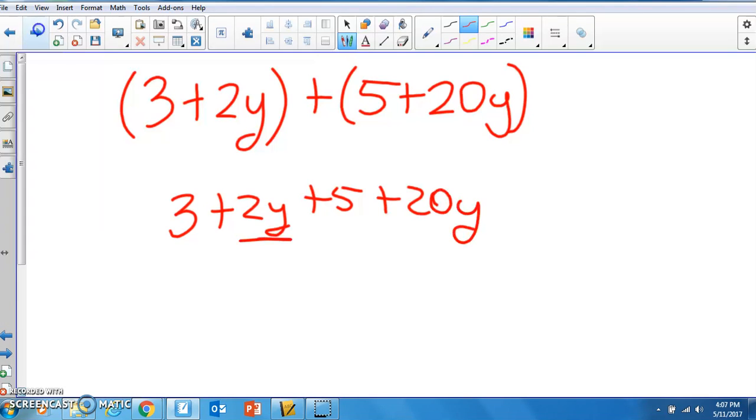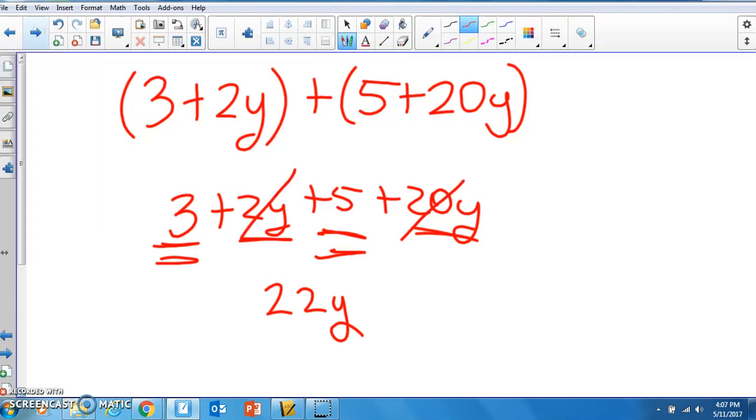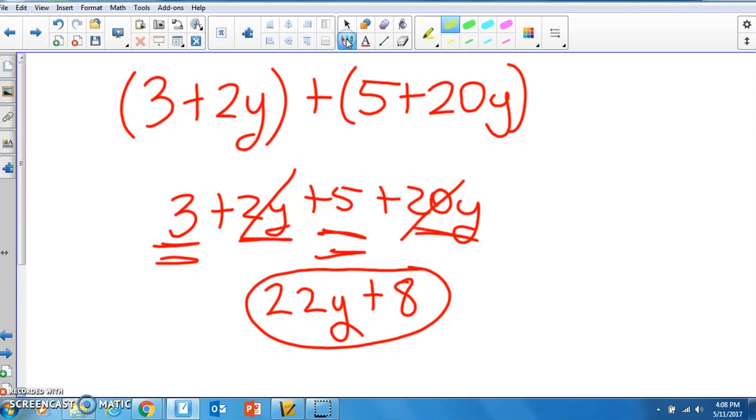Okay, so we have 2y and 20y. We have a constant of 3 and another constant of 5. So I can add my 2y and 20y, and that gives you 22y. And then some students like to mark it off. And then my 3 plus 5 gives us 8. So we would get 22y plus 8. And if you'll go ahead and add this into your notes, please.